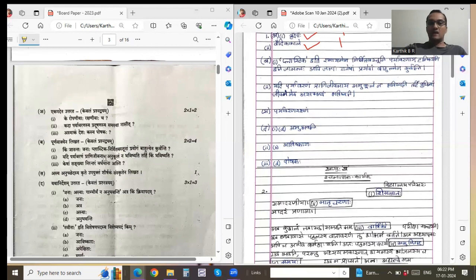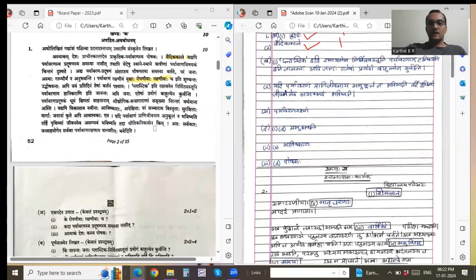Kim janantah janaah plastic nirmita vastunam prayogam bahulyena kurvanti. The answer written by the student is: Plastic iti rasayanena nirmita vastuni paryavaranaya hanikarani iti janantah api janaah etesham prayogam bahulyena kurvanti. If you read the passage, you will get the same sentence here: Api janaha etesham prayogam bahulyena kurvanti. So this is also a correct answer. So I am putting a tick mark and writing 2.